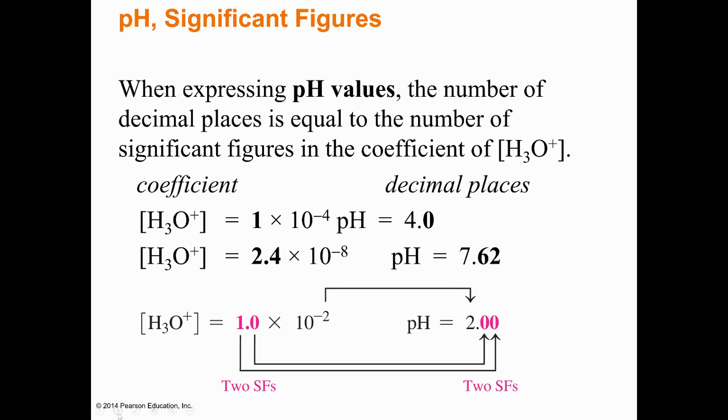Here's another one, so practice this one. If your hydronium is 2.4 times 10 to the negative 8, take the negative log of that, and make sure that you double check that you get pH 7.62.